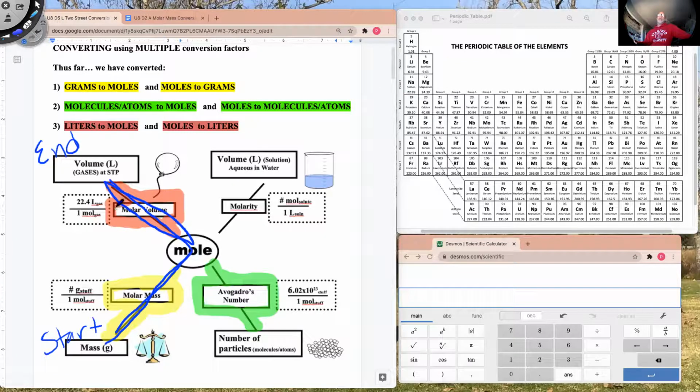How many conversion factors, Mr. Edwards? Well, since each street represents a conversion factor, that means we're going to take two streets. That's two. Awesome.